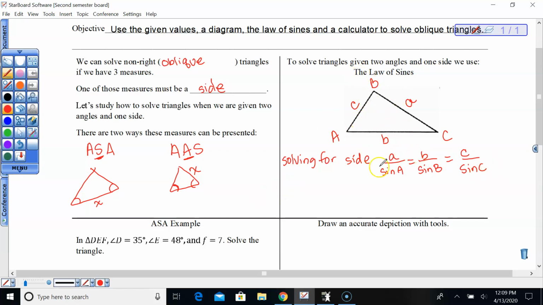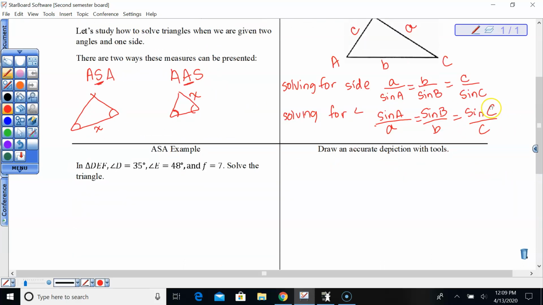Okay, so solving for a side, you want to put the side in the numerator and the angles in the denominator. If you're solving for an angle, then what you want to do is put the angle on the top. Because these are just ratios and proportions, you can flip them over: sine A over a, sine B over b, and sine C over c. Okay, so those are just some options there for you.